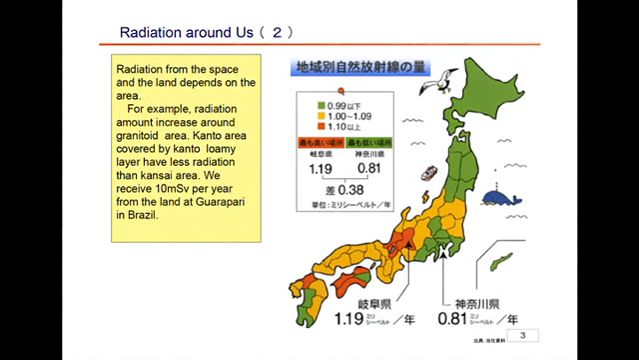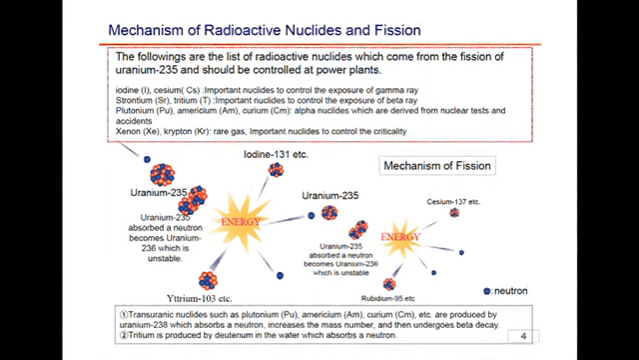On the other hand, in the Kansai district, the west part of Japan, there is a lot of granite. Therefore, the radiation dose is 1.10 millisieverts per year in Gifu. In looking at other areas in the world, in the Guarapari Desert in Brazil, the annual exposure dose is 10 millisieverts per year. I will explain in the next slide about the generation mechanism of radioactive materials.